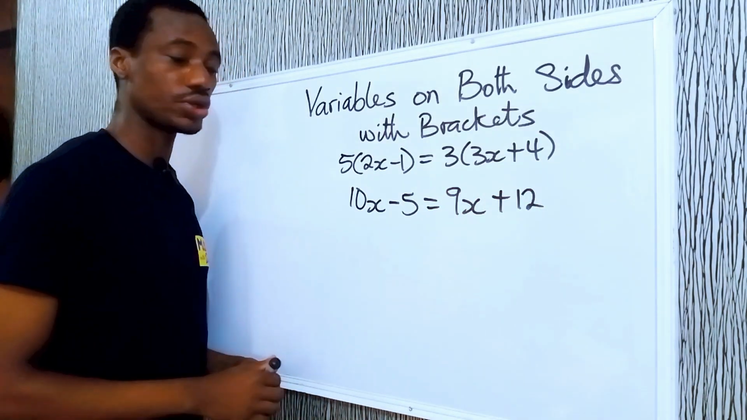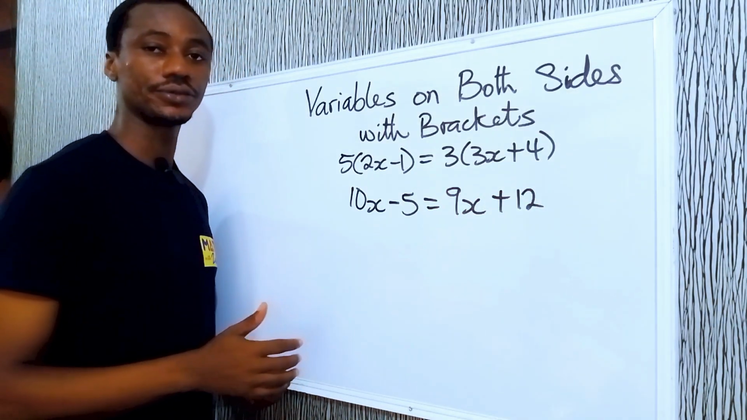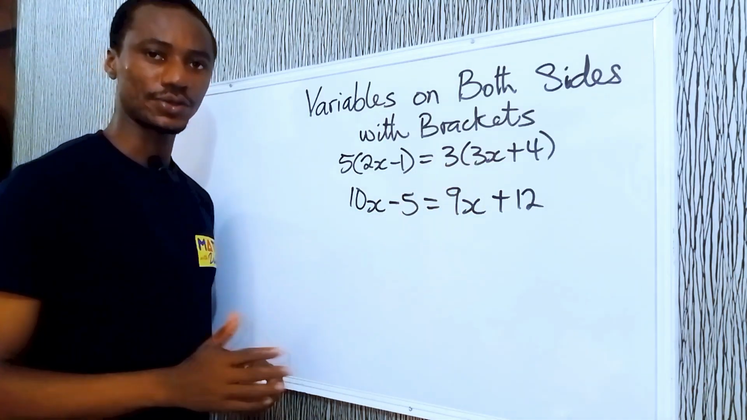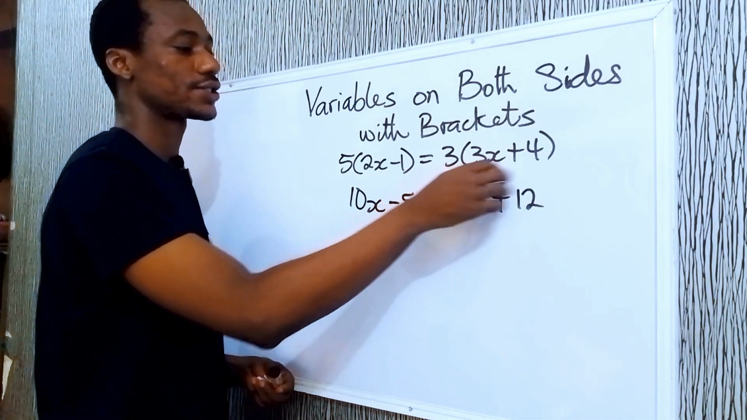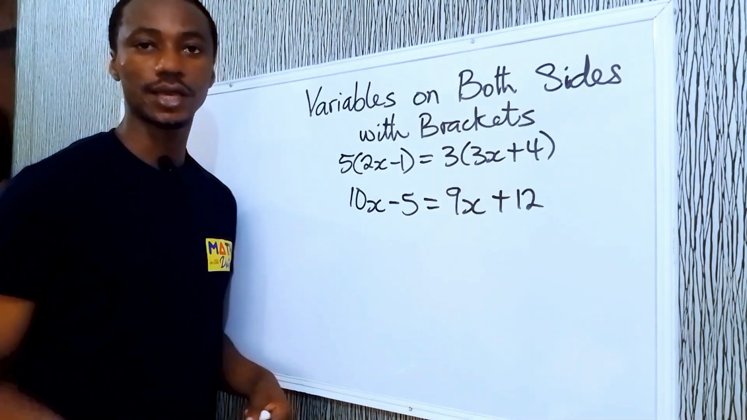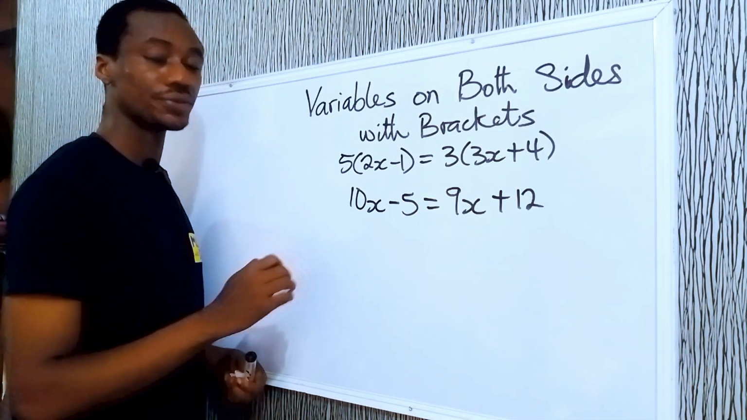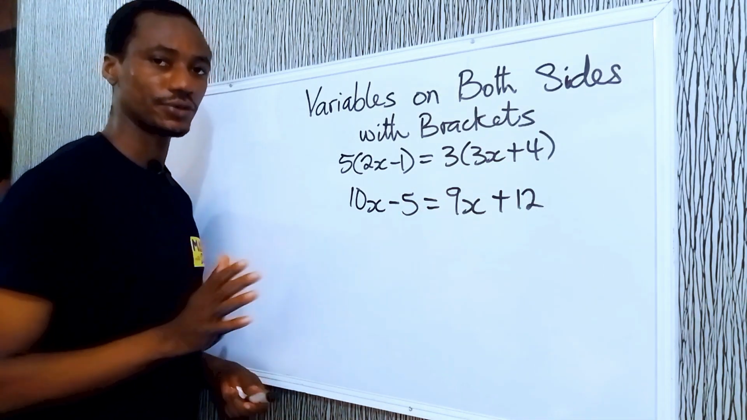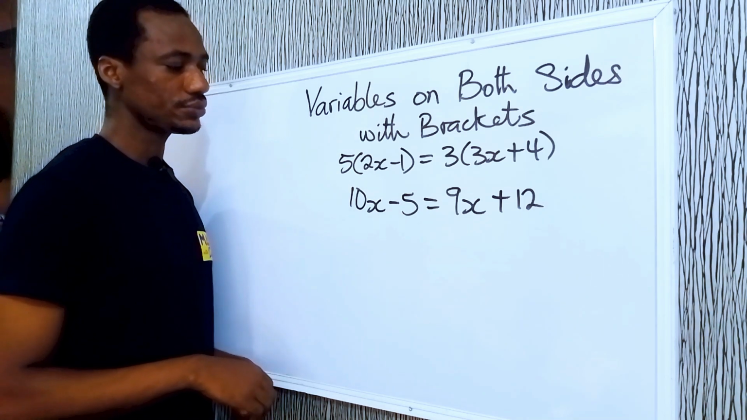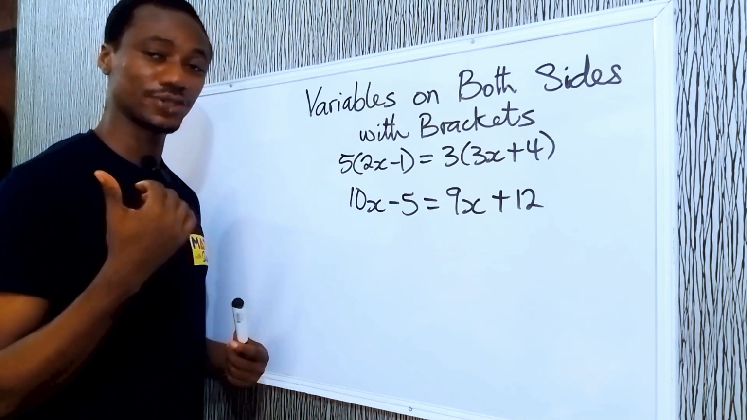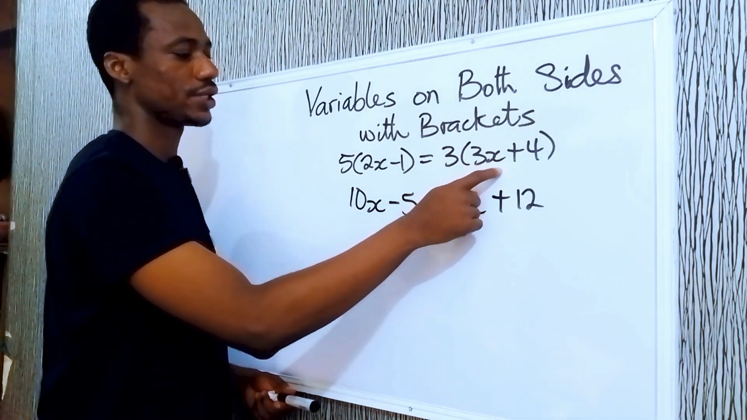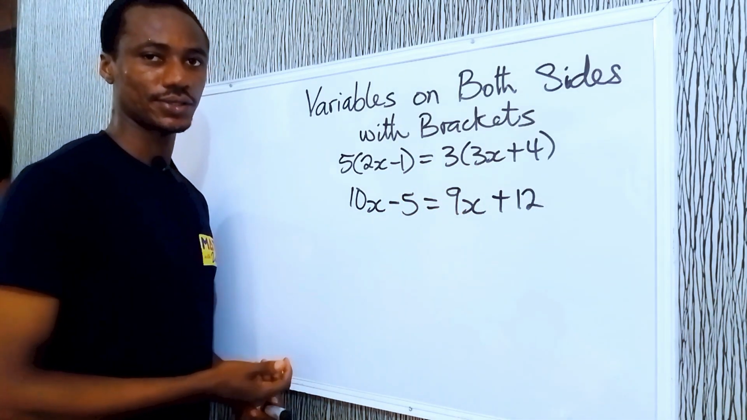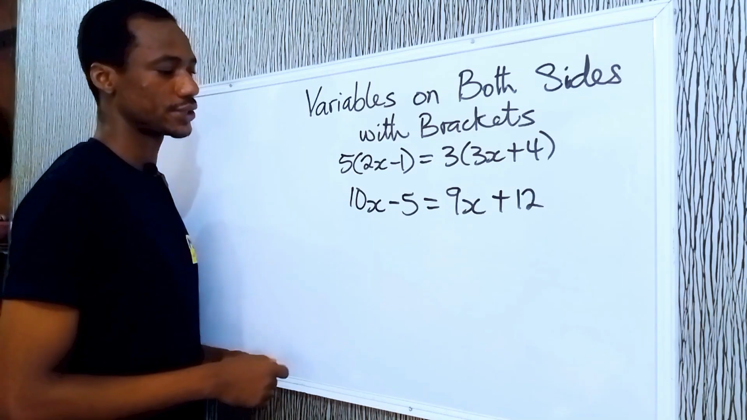So you have to make sure you don't leave any of the terms inside out, okay? I've seen friends that will just multiply 3 times 3x and then they will forget to multiply the 4. Ensure you don't leave any term out of the multiplication, and then ensure you do your multiplication correctly. Don't write 3 times 3x as 6x. Please avoid such mistakes.